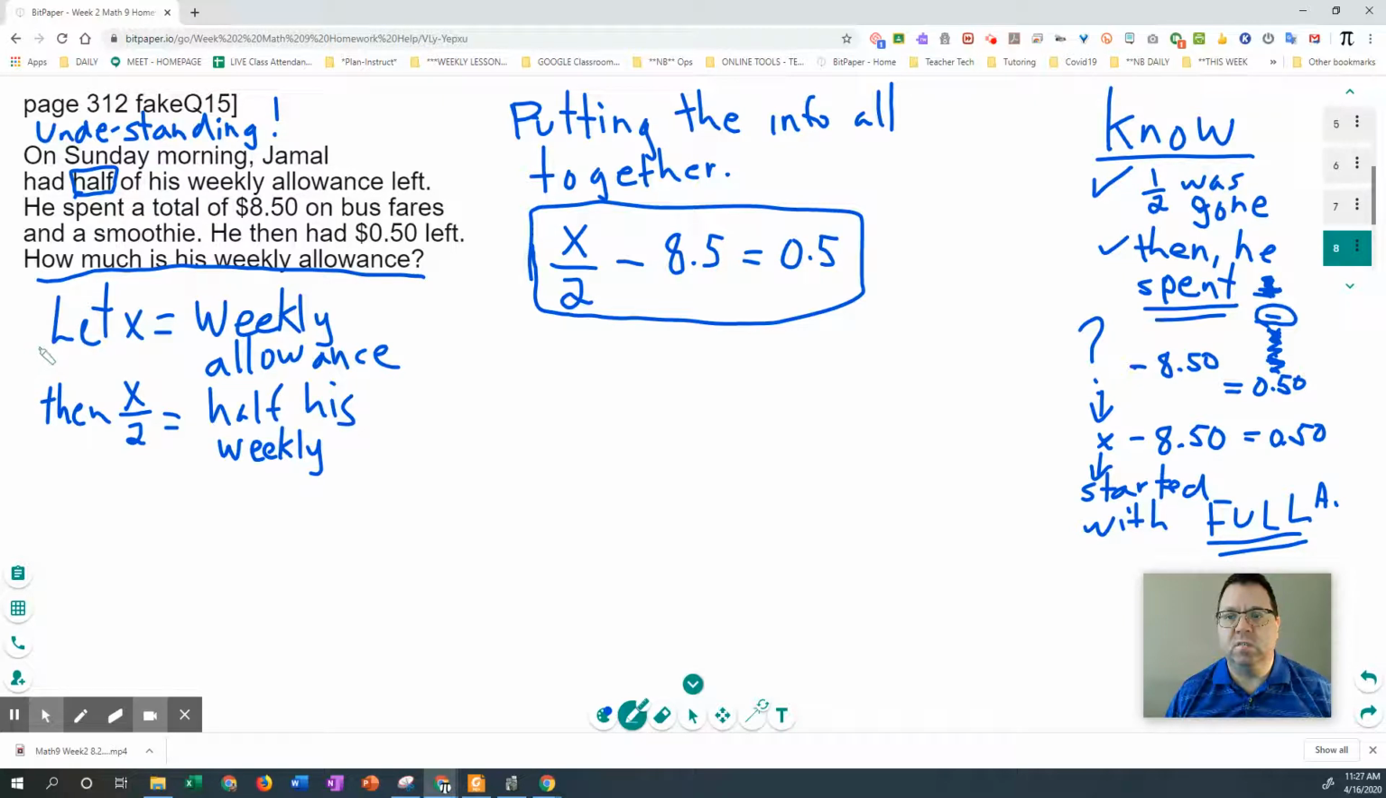Then, or we could have used this little famous symbol that I like and you'll maybe encounter in high school. Therefore, X over 2 is half his weekly allowance, okay? So on Sunday morning, he started with half his weekly allowance. He then went and spent $8.50 on bus fare and smoothie, and this is all he had left. Okay, so what do we got to do at this point? Well, we should now proceed to solve this thing.